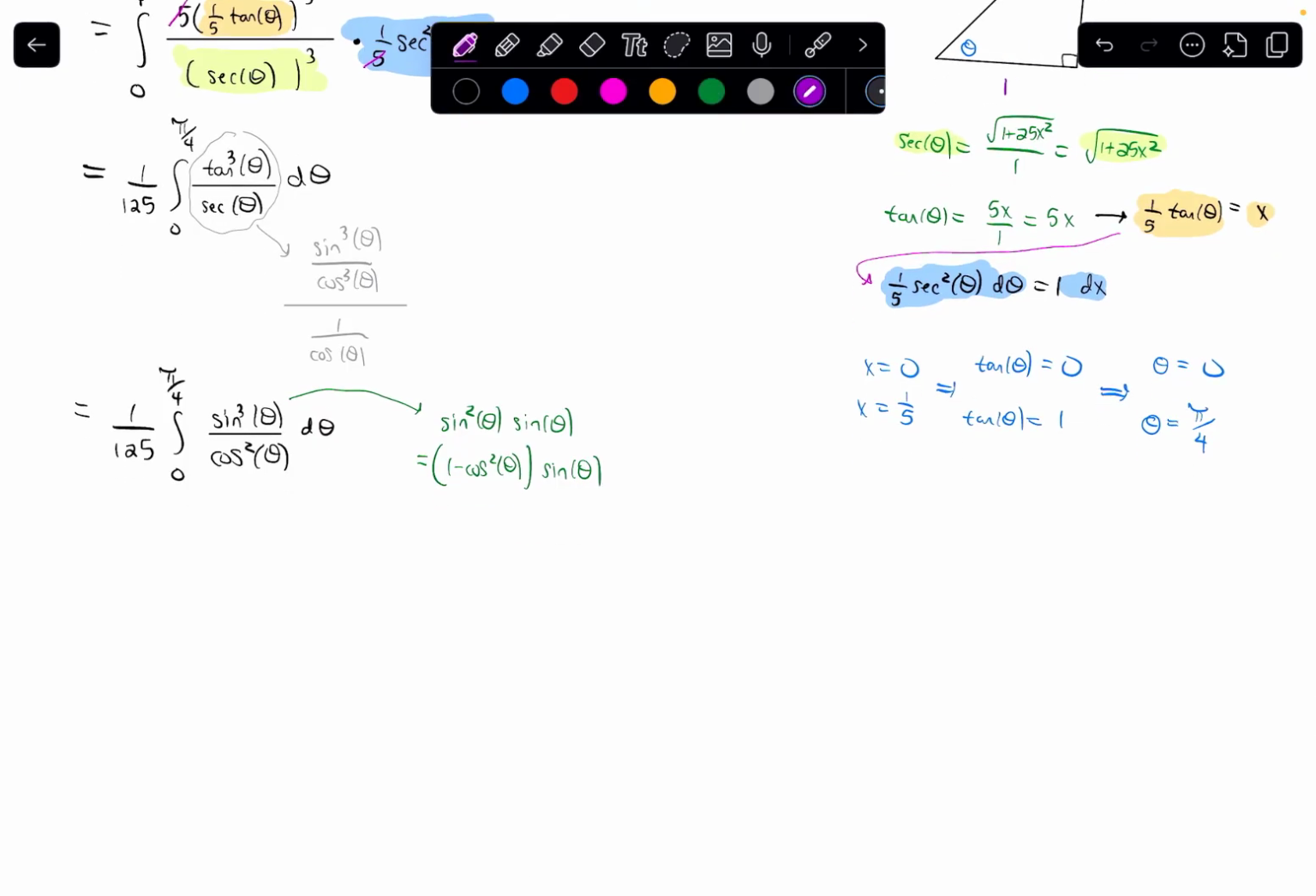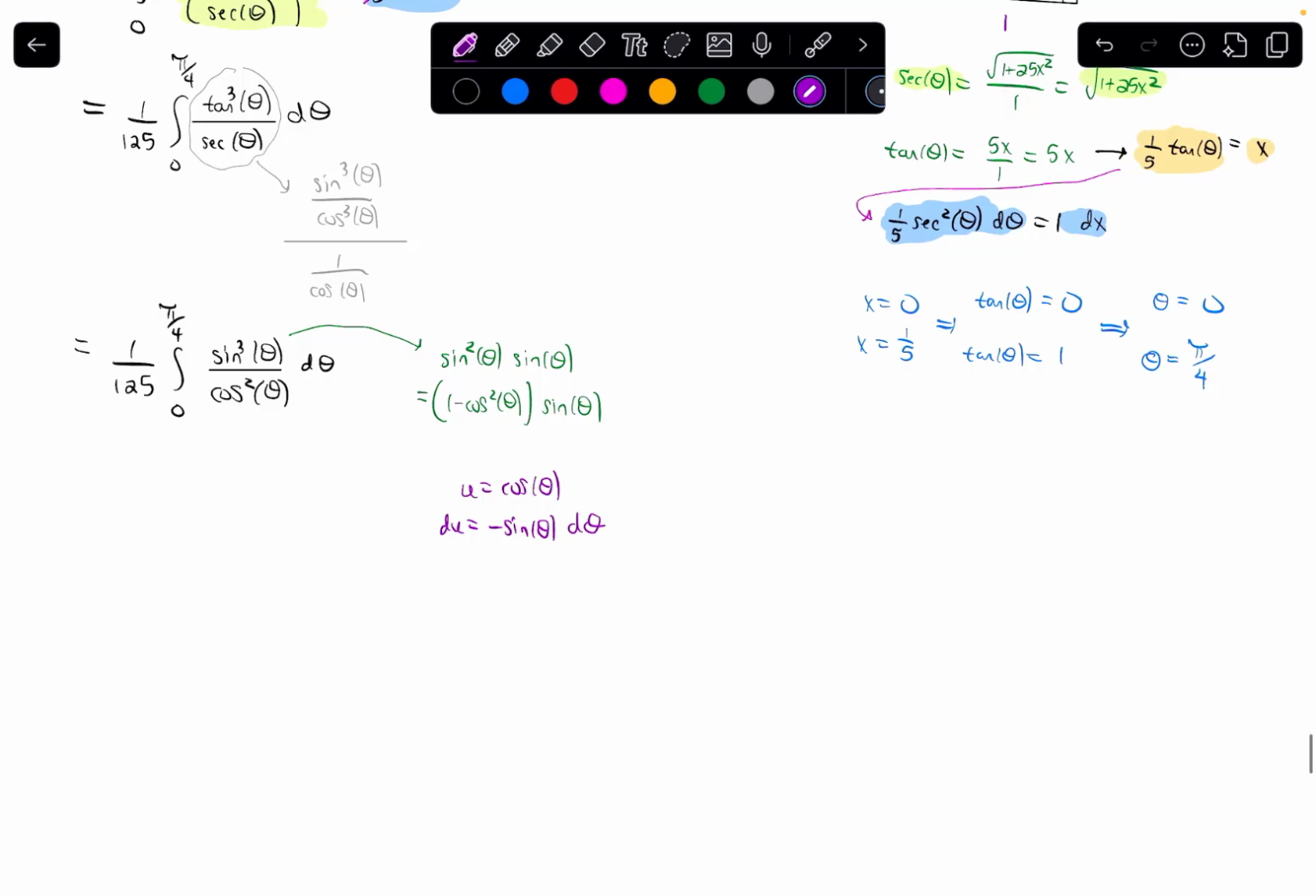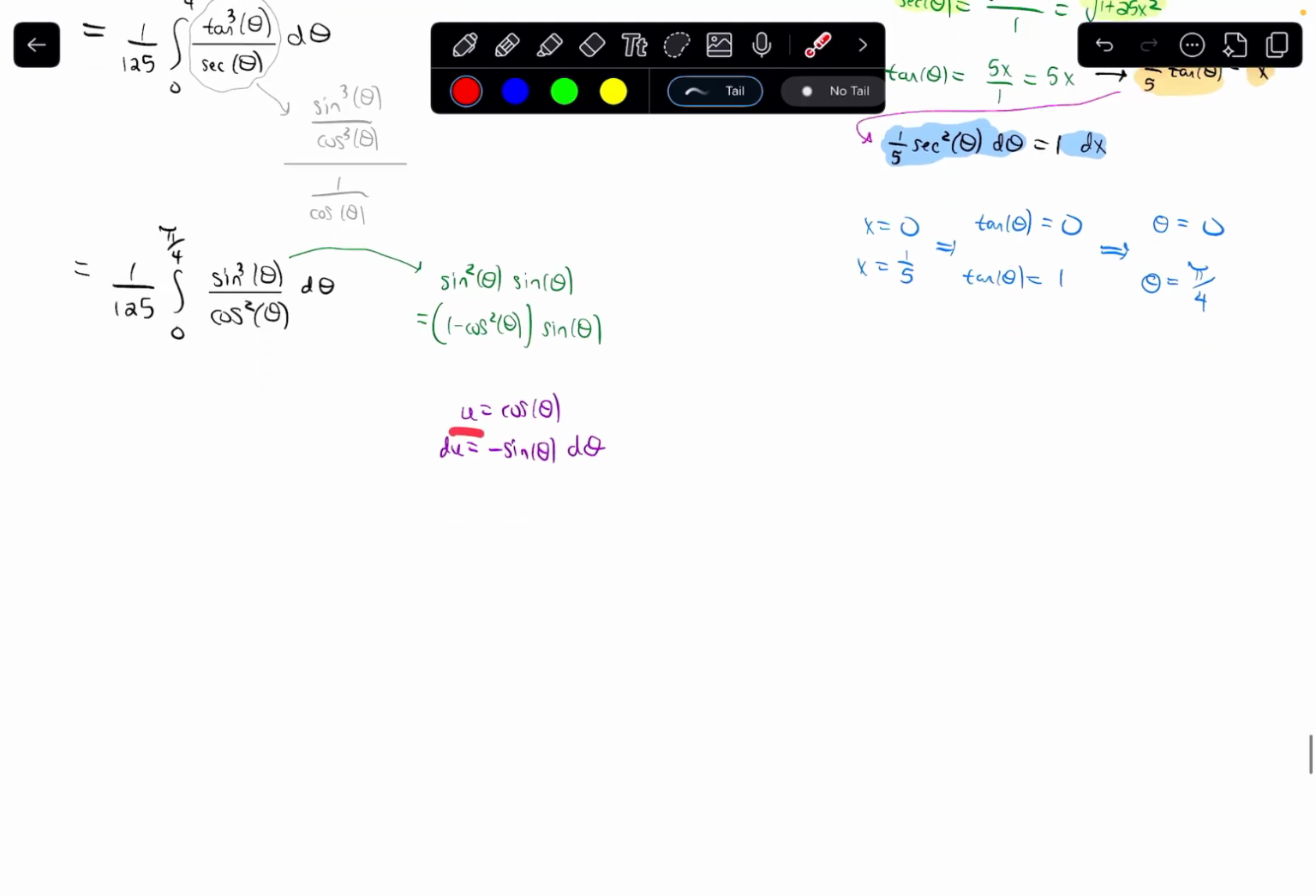So now let's let u be cosine theta. So then du would be negative sine theta d theta. Okay, so now we're going to be able to sub in for this. But because I have a definite integral, I got to convert these theta values to be in terms of u. So I have theta being equal to 0 and pi over 4. So to convert them, we plug into our u sub. So cosine of 0 is 1. And if I plug in pi over 4, cosine of pi over 4 is root 2 over 2.